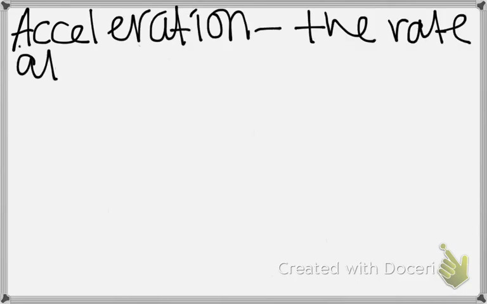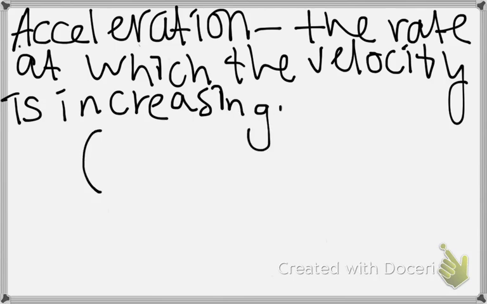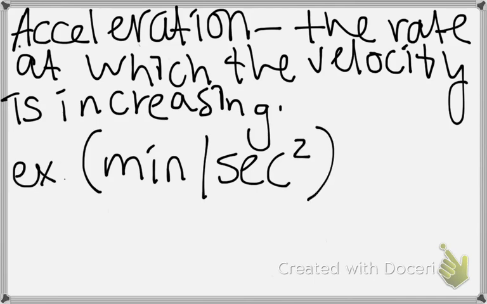Now we're going on to acceleration. Acceleration is the rate at which the velocity is changing. So basically, how you relate acceleration and velocity is that velocity is a rate for how the position is changing, and acceleration is the rate for how much the velocity is changing. So velocity would be miles per hour. Acceleration would be miles per hour squared, or in this case, as I wrote, meters per second squared.